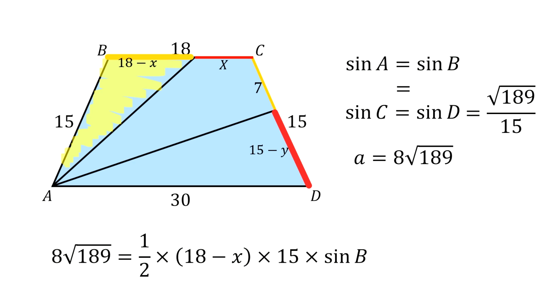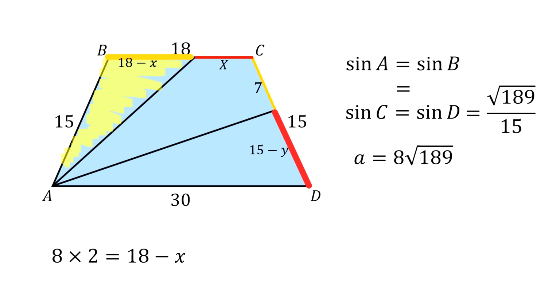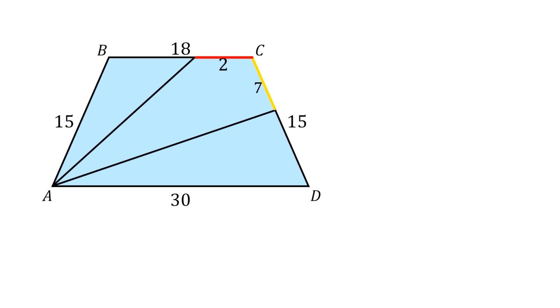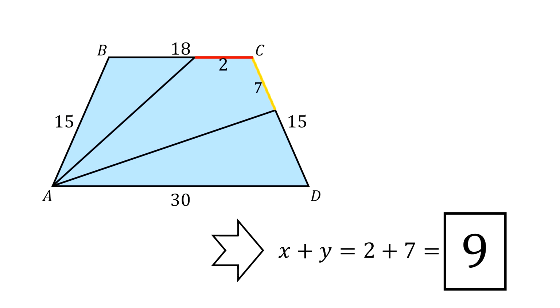Now, let's do the same for this triangle. 8 times the square root of 189 equals 1/2 times the quantity 18 minus x times 15 times the sine of angle B, which is also equal to the square root of 189 over 15. All we need to do is simplify it. 2 times 8 equals 18 minus x. So, x equals 2. Finally, x plus y equals 9.